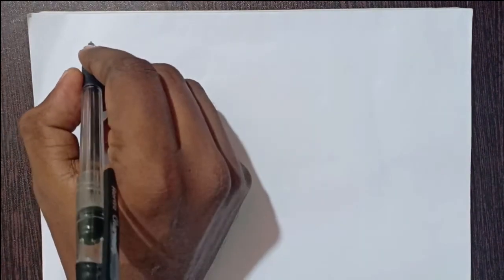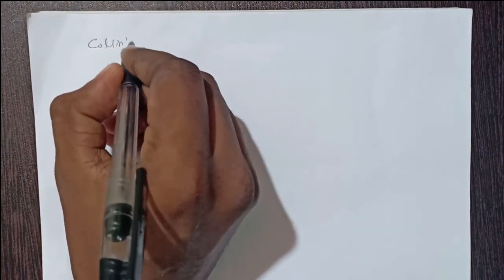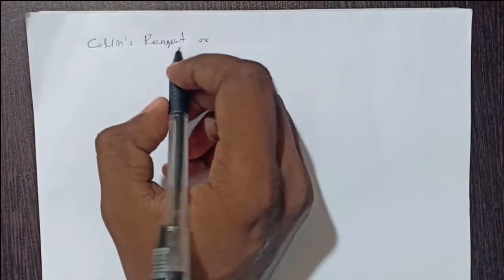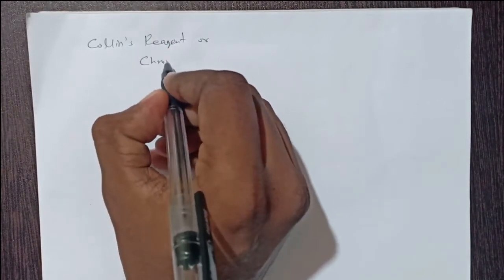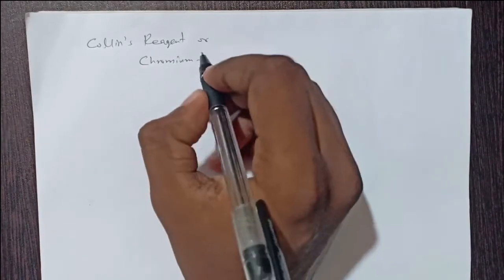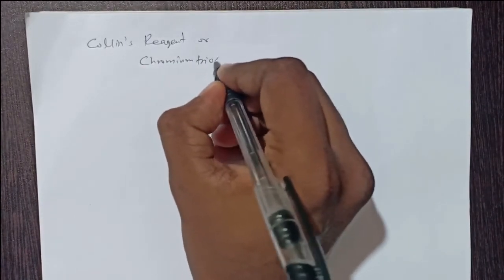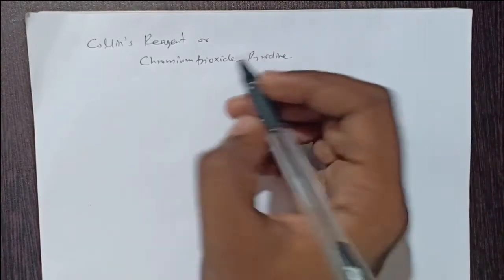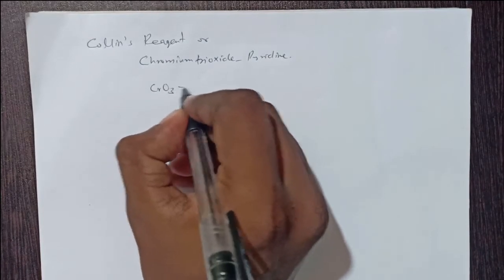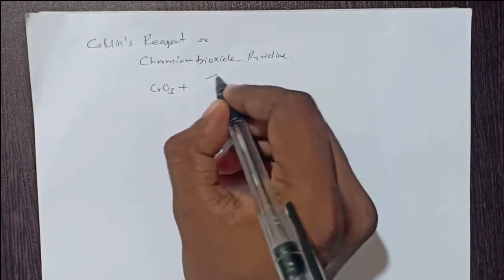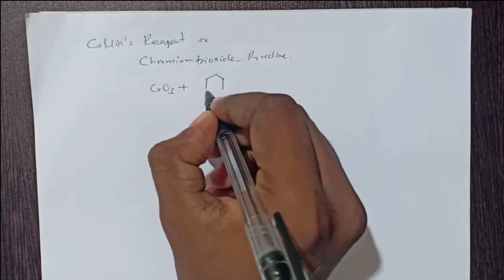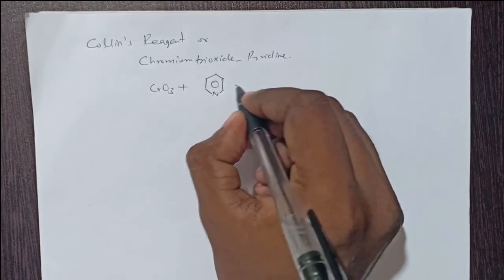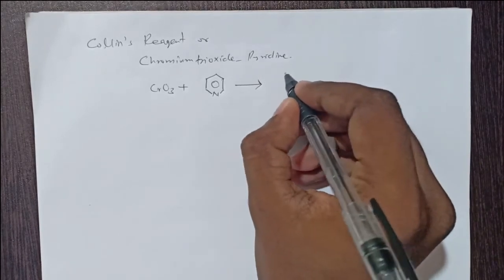Next, Collins reagent. Collins reagent is actually a complex of chromium trioxide and pyridine, that is CrO3 plus pyridine. This is the pyridine. This forms a complex like this.